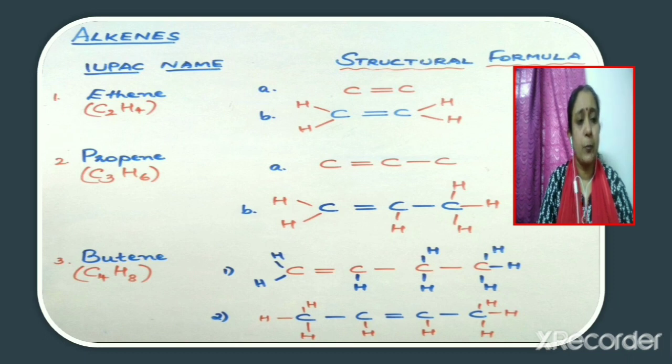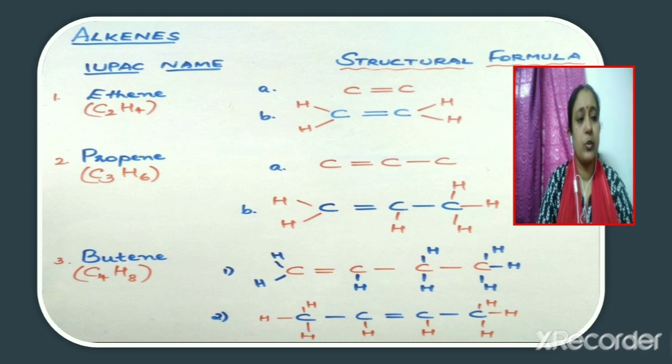Now consider propene. We know that it is a 3-carbon alkene and a double bond is also present. You can show the double bond between any 2 carbon atoms. Thus we get the carbon skeleton as C=C-C. And after that, satisfy the valencies of each carbon atom by adding the required number of hydrogen atoms. So we get the structural formula as CH2=CH-CH3.